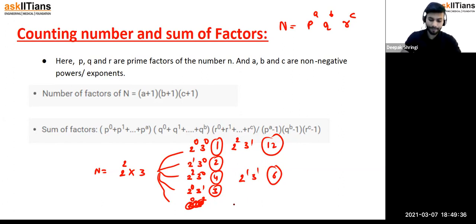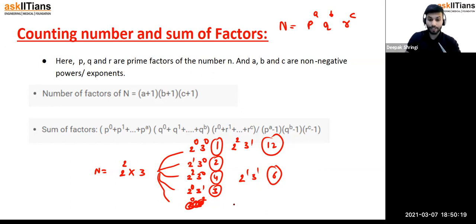Now think about it. For the power of 2, either I can pick 0 or 1 or 2. For the power of 3, I can pick either 0 or 1. In all the ways, what I will ultimately get is a factor, right? So picking the power of 2, how many ways do you have? You have 3 ways. Why? As I told you, if there are n identical things, and you want to pick any number of them, you have n plus 1 ways. Here also you have 2 identical 2s. To pick any number of 2s out of 2 identical 2s, how many ways do you have? You have 2 plus 1, 3 ways.